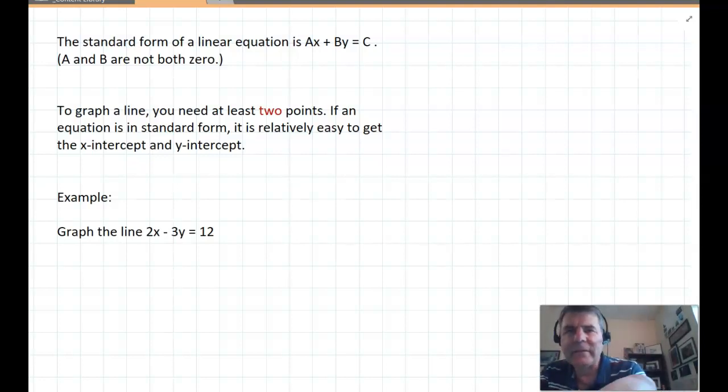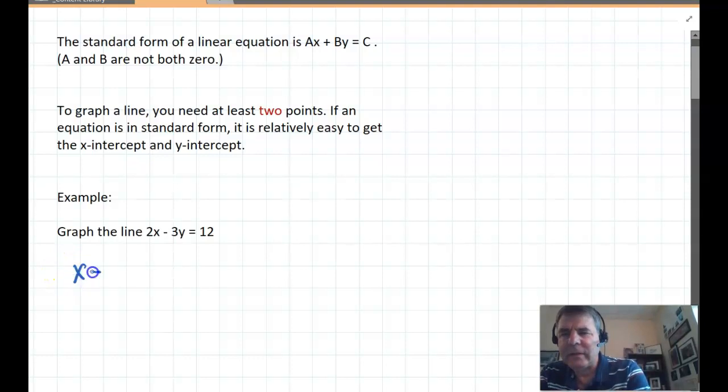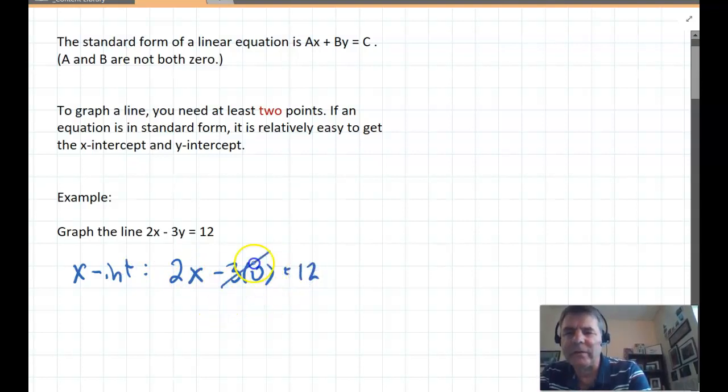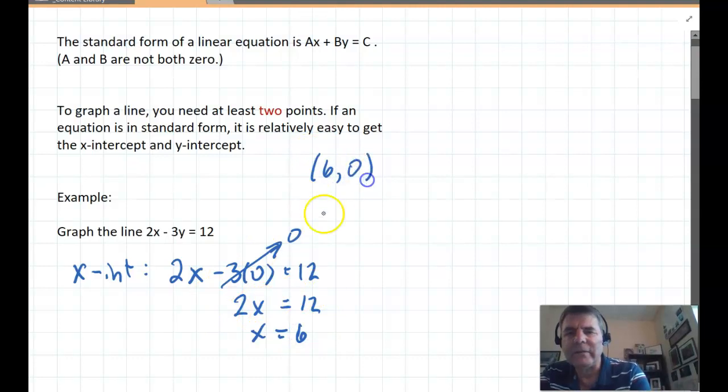To get the x-intercept, I'm going to set y equal to 0. So that gives me 2x minus 3 times 0 equals 12. Of course, 3 times 0 is just 0. So 2x equals 12. So x equals 6. So I have an x-intercept at 6, 0.